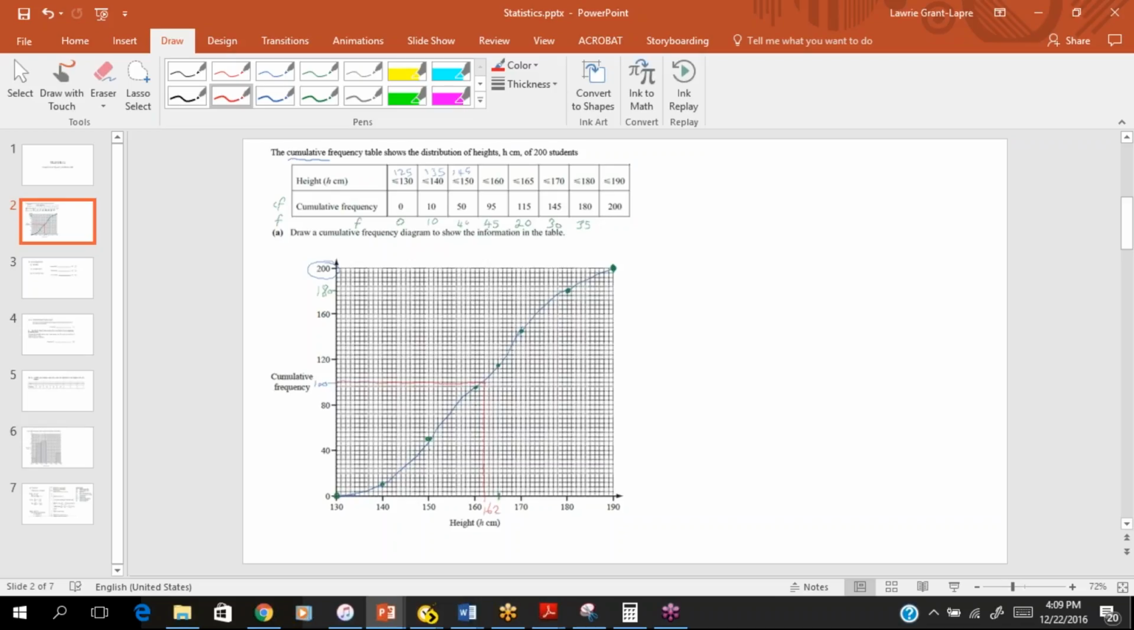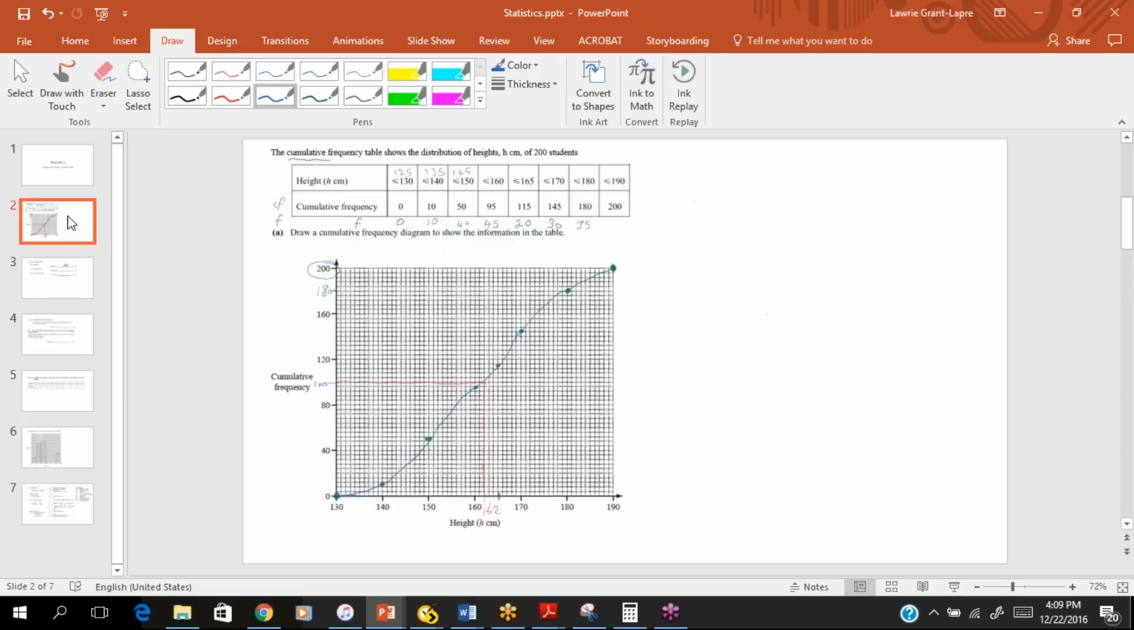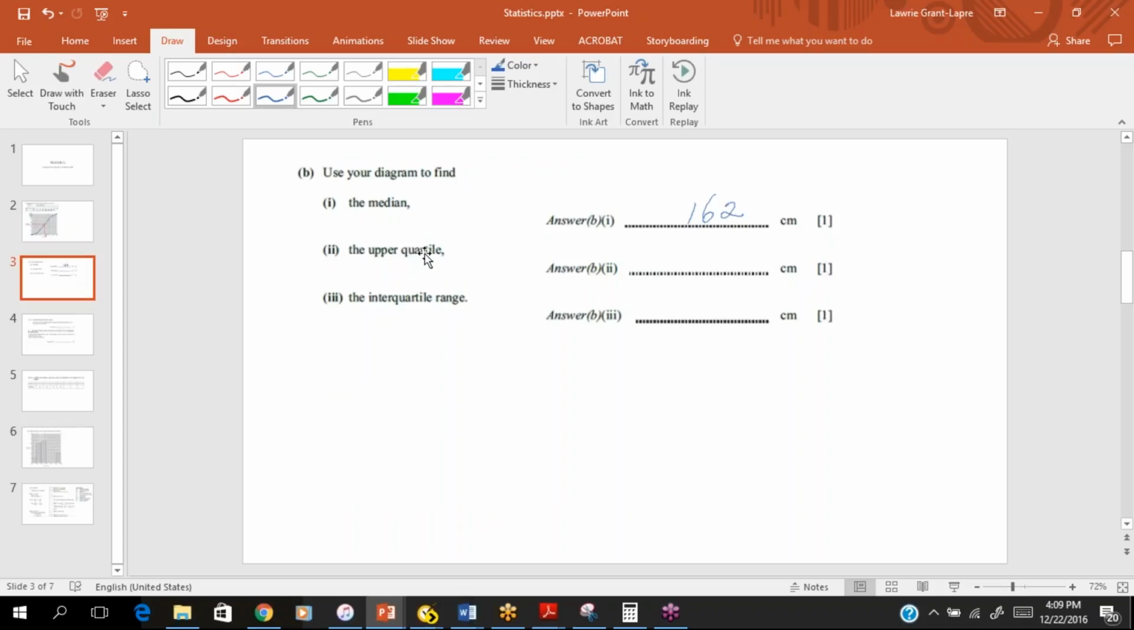So on the graph you can draw that, but if you look at the question, it is worth 1 mark, which means simply we need to write in 162 centimeters, and that is what we write for the median, halfway. Just the answer is sufficient.